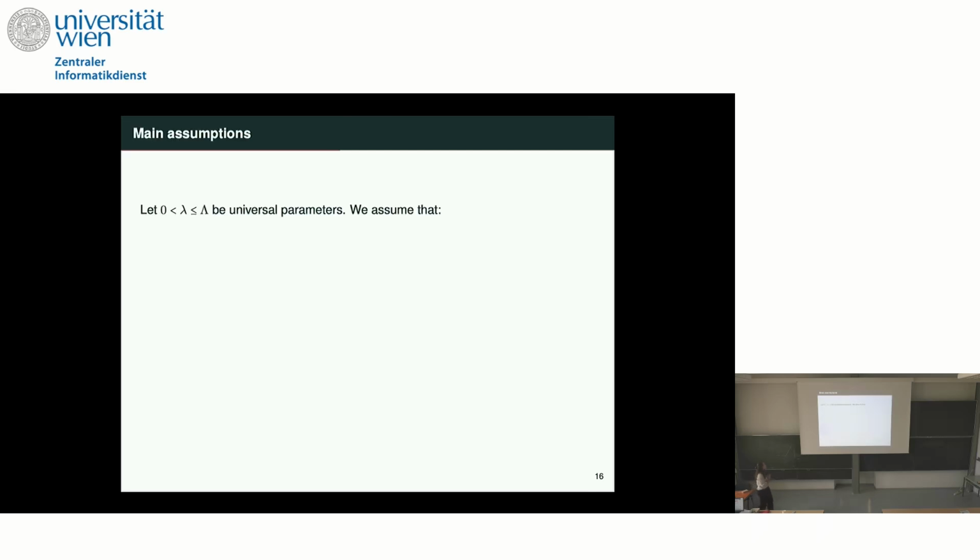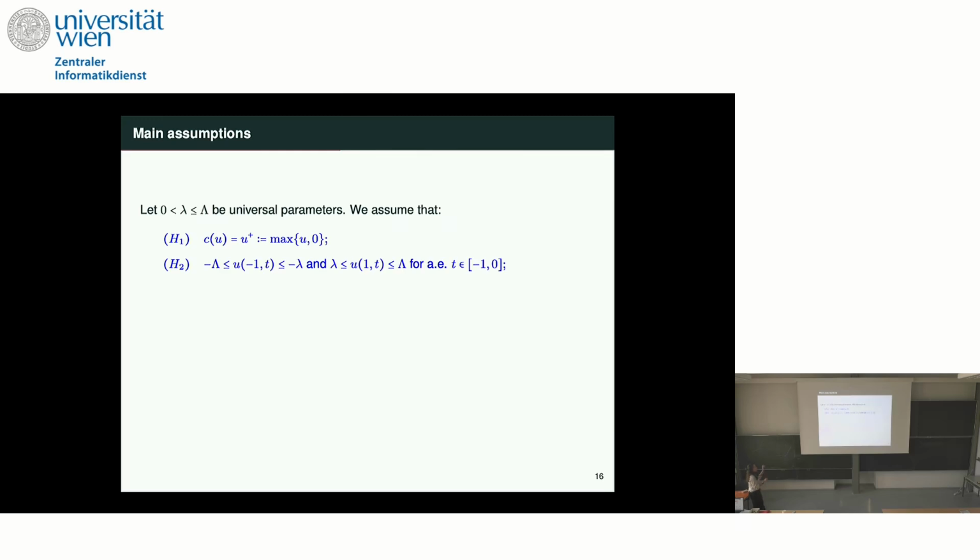So we're going to assume very mild assumptions. We fix two universal parameters, little lambda and capital lambda. And for simplicity, we should just take C of u to be the positive part. This function already captures all of these essential features that we want to study.